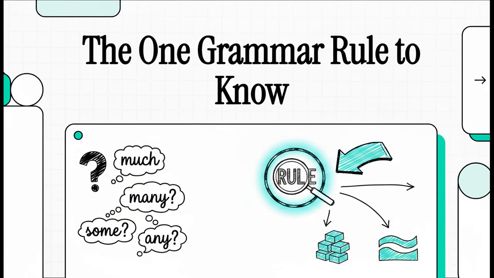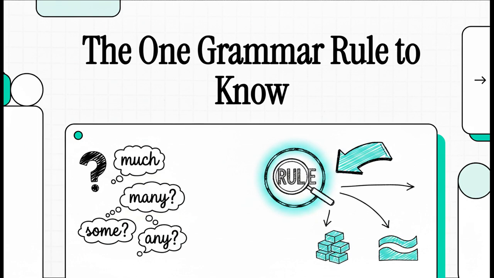Have you ever paused wondering if you should say much or many? Or maybe you get stuck on some versus any? It feels like there are all these tiny, annoying rules you have to memorize. But what if I told you there aren't? That it's really just one simple grammar rule that makes all the others click into place. Seriously. Once you get this one idea, everything else just makes sense.